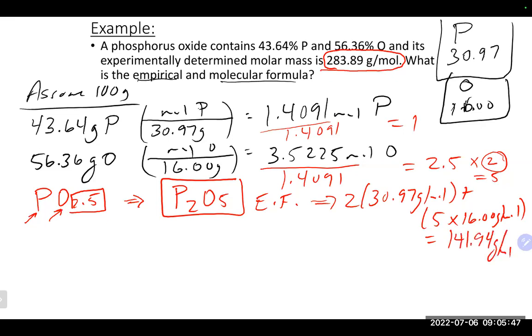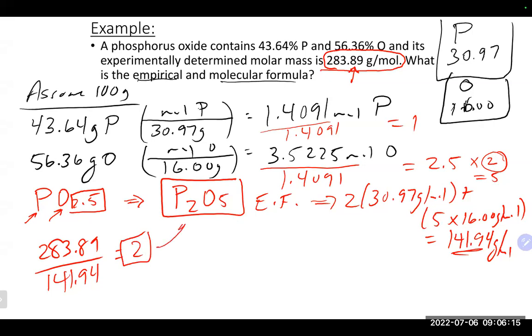That gives a molar mass of our empirical formula of 141.94 grams per mole. So to figure out the factor to get us to our molecular formula, we take the molar mass of the compound that's given to us, 283.89, and divide it by our empirical formula's molar mass of 141.94. In this case, we hit about a 2. That 2 is what we need to multiply our empirical formula by, and that would get us P4O10.